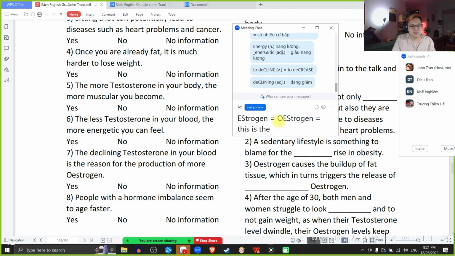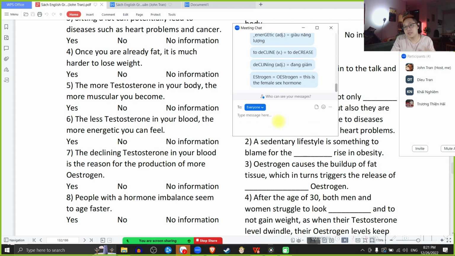This is the female sex hormone. But of course, both sexes have estrogen and testosterone, but in different levels. Cả hai giới tính đều có estrogen và testosterone luôn nha, nó chỉ khác một cái mức độ trong máu thôi. The declining testosterone in your blood is the reason for the production of more estrogen. Yes, no, information. Sự giảm testosterone trong máu các bạn là lý do cho sự sản sinh ra nhiều estrogen hơn.